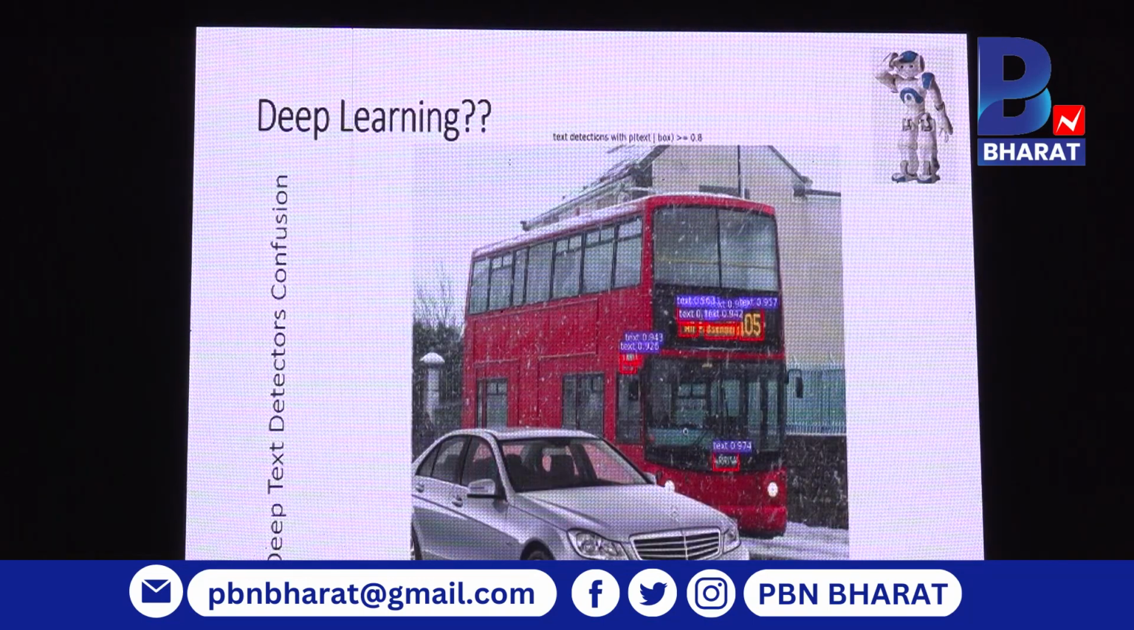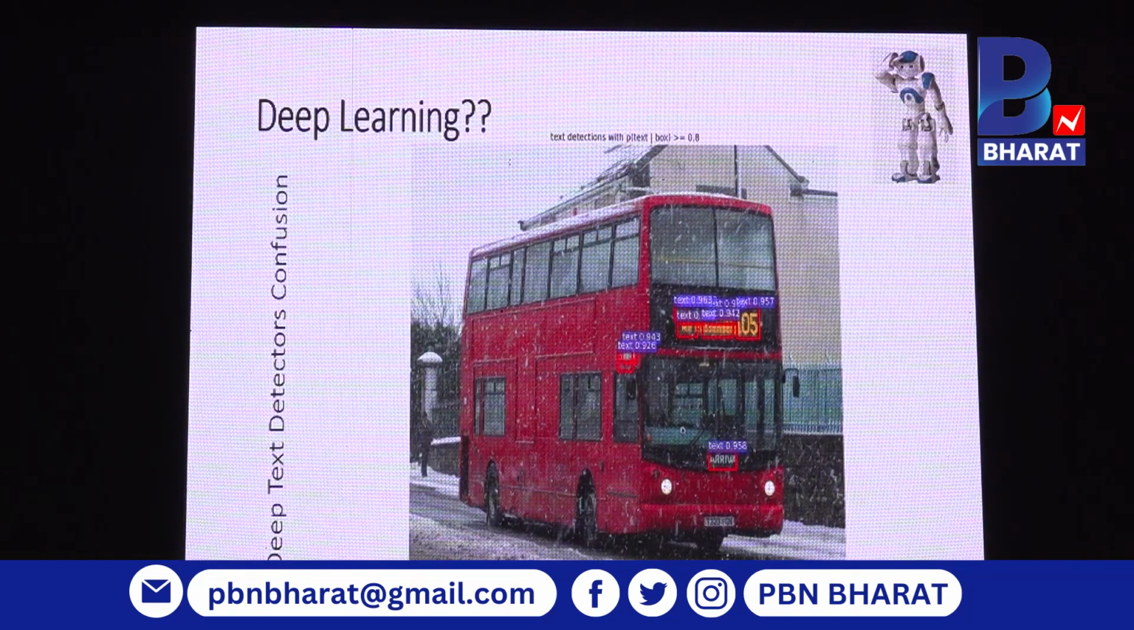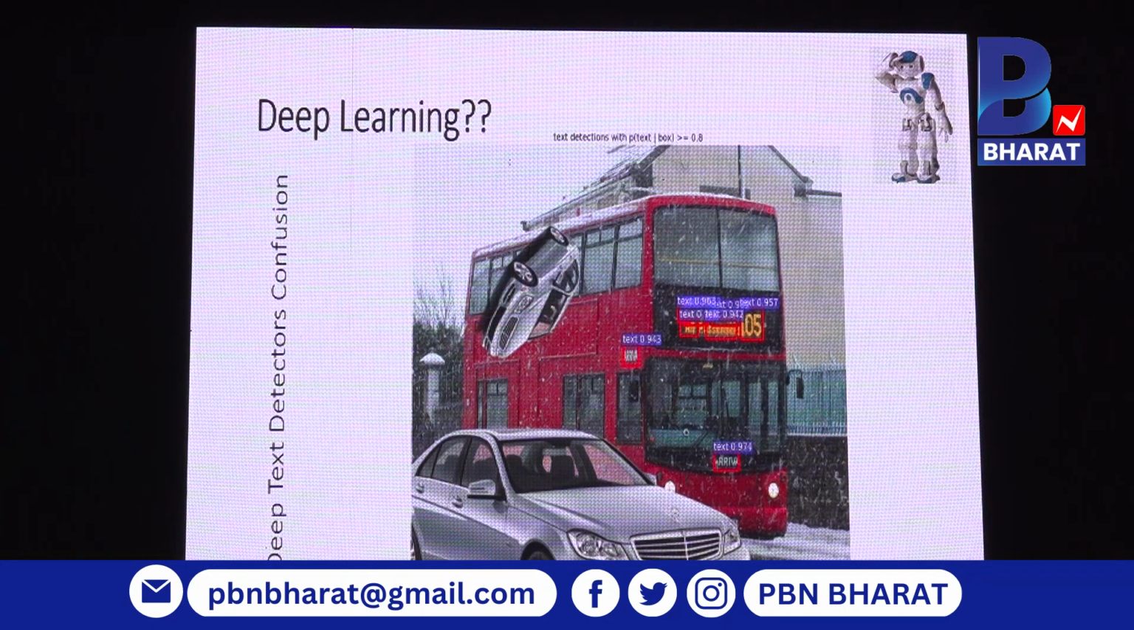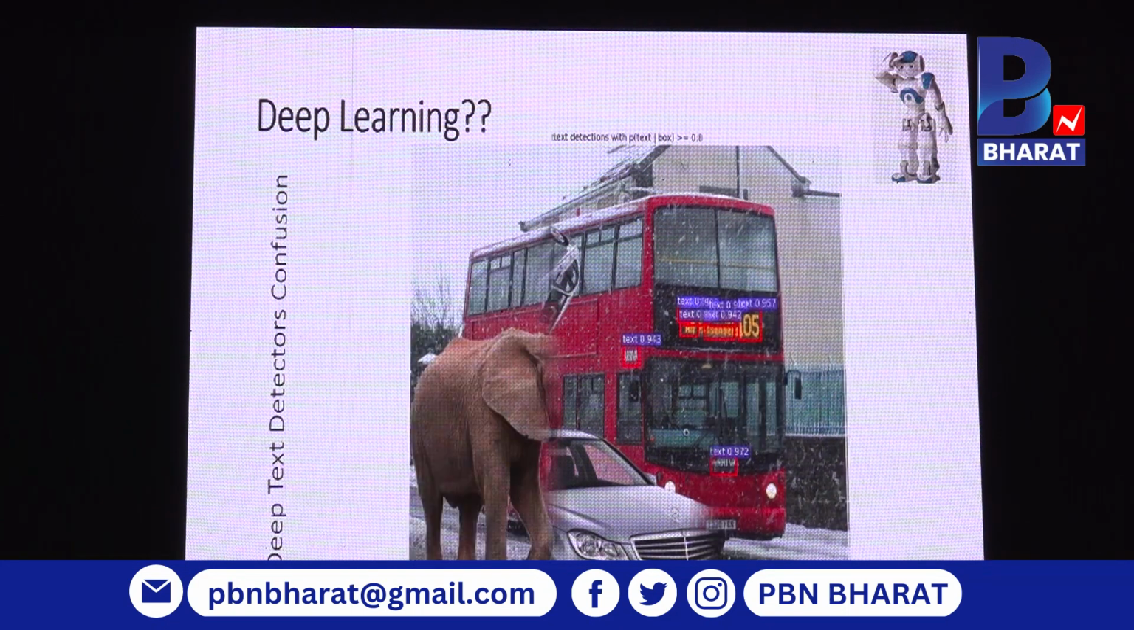To make sure whether my network is learning very well or not, you can see it recognizes this last text, the bus number and the bus name, with 95% confidence. Whenever we introduce a positive class, because text can be on a car plate or on the car, if I can identify a car, that car is basically a positive thing for me. So the confidence rate is increasing from 95 to 97.